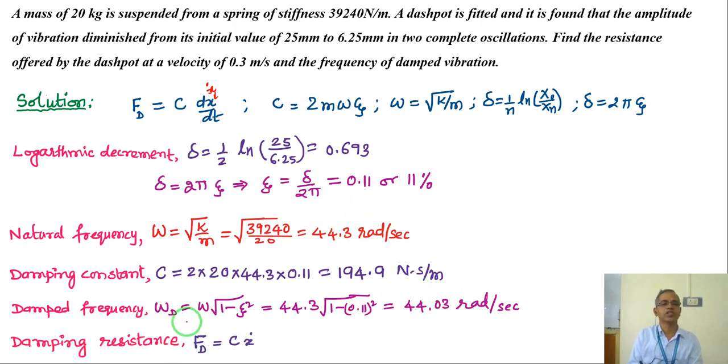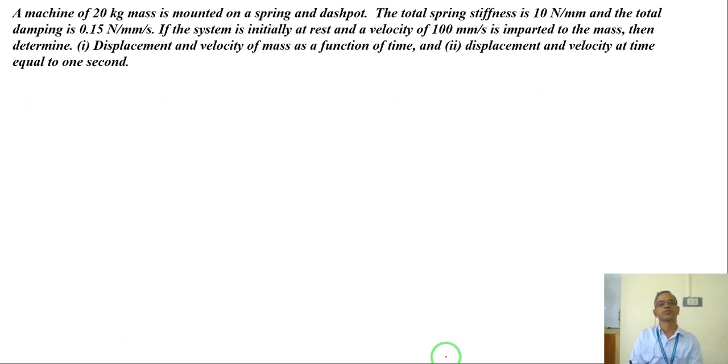So the damping resistance, which is Fd, is nothing but C into x dot. The velocity of the dashpot at 0.3 meter per second is given to me. C is the damping coefficient 194.9, so 194.9 into 0.3 gives me 58.47 Newton.